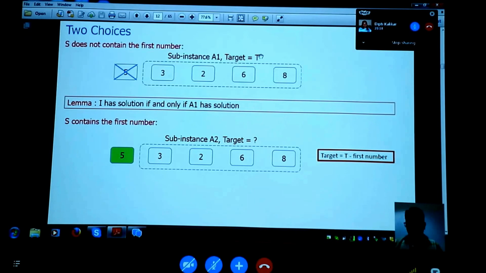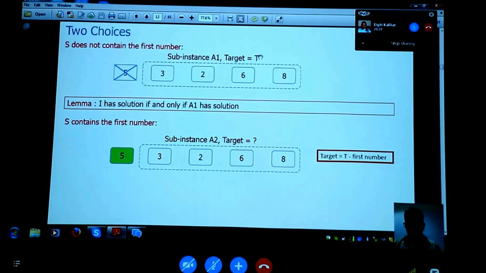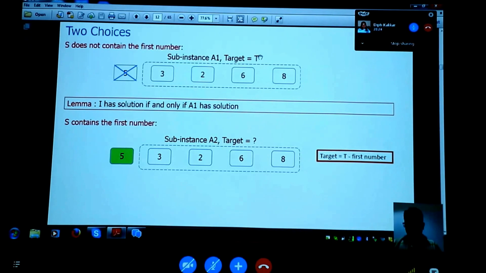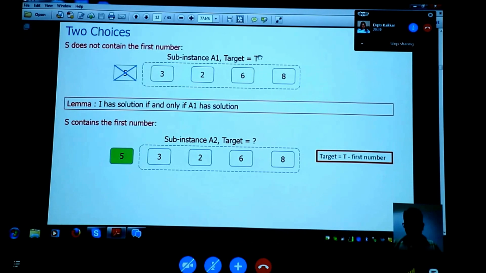That will be the option. That will be the way we proceed, right? Under this case. Now, suppose our guess is that S contains the first number, that is the second guess. We have to explore that possibility also. In that case, I have the 5. I have already assumed that it contains it, so I have picked it.